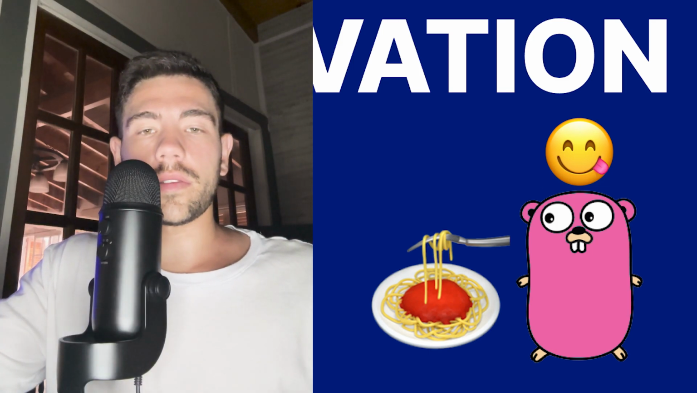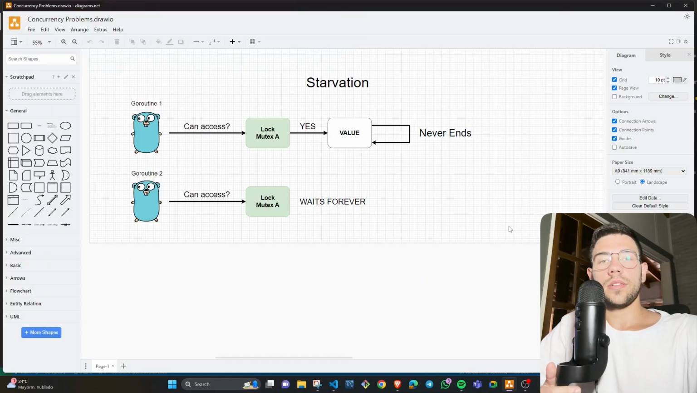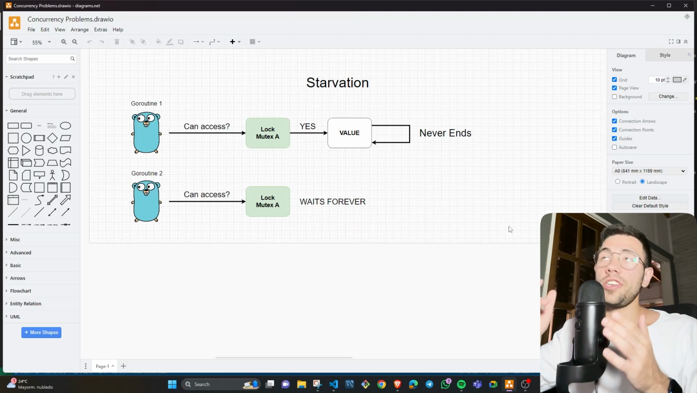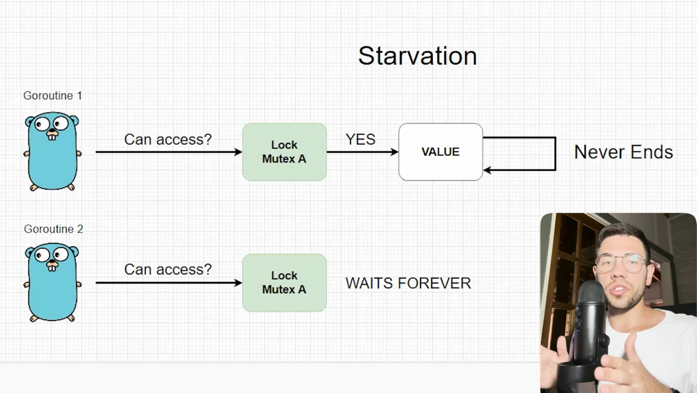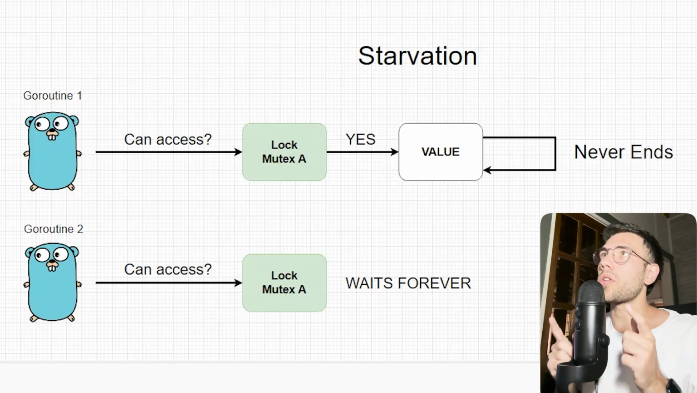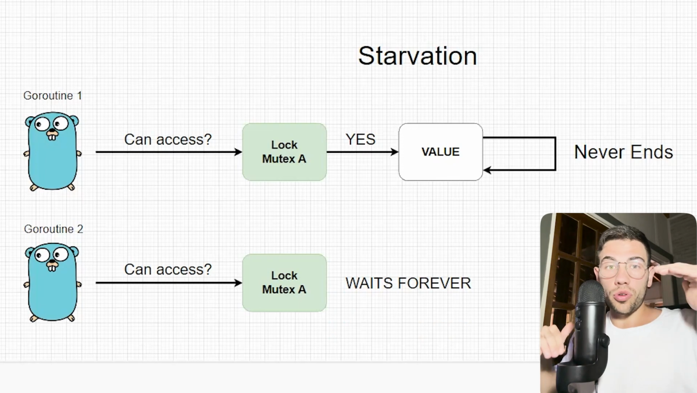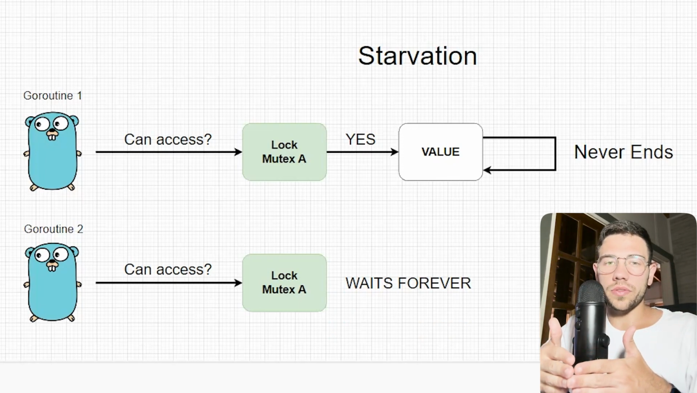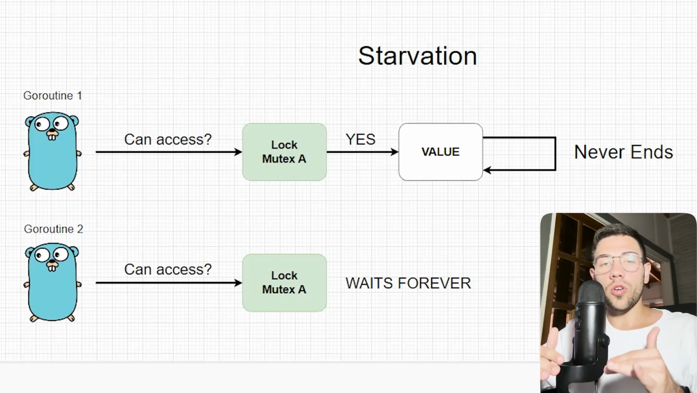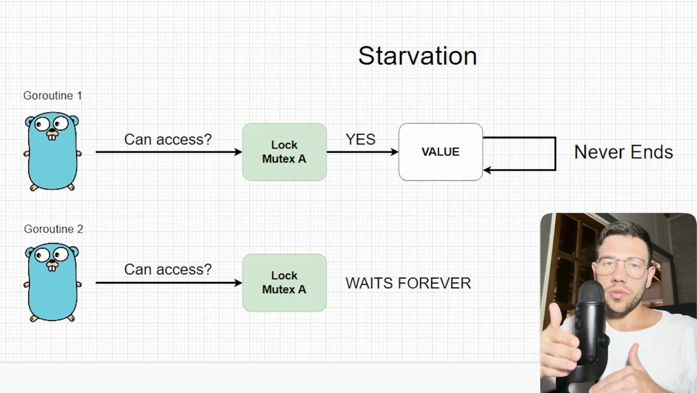So the last concurrency problem that we will see is starvation. When does starvation occur? Well, starvation occurs in situations like this that you can see here on this diagram, where we have two routines that are looking to get a particular resource, a particular variable, and to avoid race conditions, they use a mutex to synchronize the access of those routines to that particular resource.